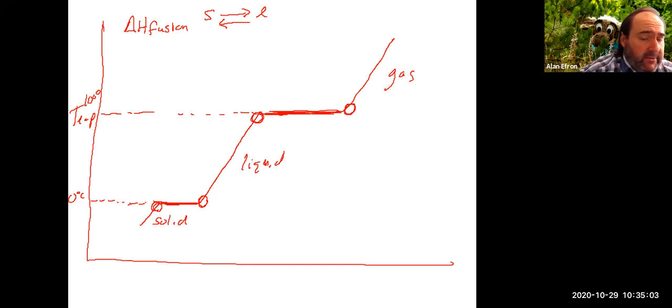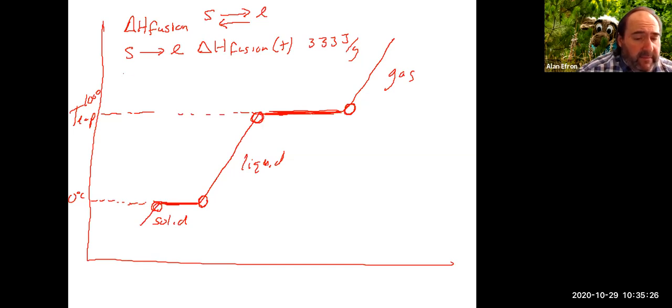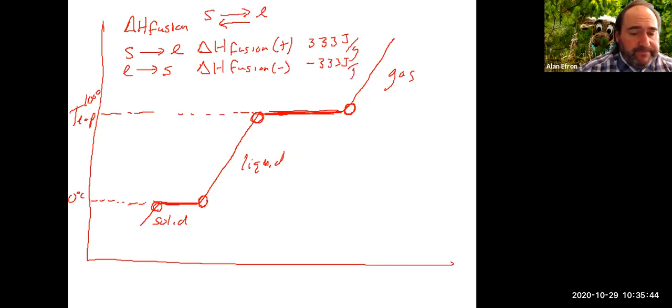And it really depends on what you're doing in terms of energy as to what you will see. If you were going from solid to liquid, you need to put energy in, and that would be endothermic. Our delta H of fusion would be a positive number. By the way, for water, it's something like 333 joules per gram, give or take. If you were going from liquid back to solid, you need to release that energy. Our delta H of fusion would be the exact same number, but negative, so negative 333 joules per gram for water.